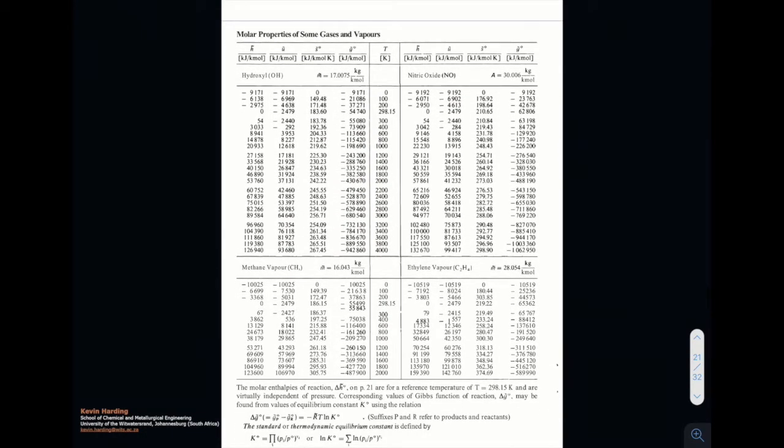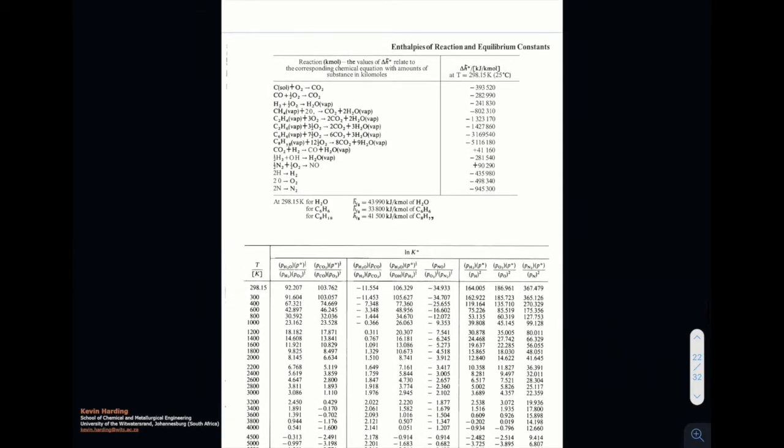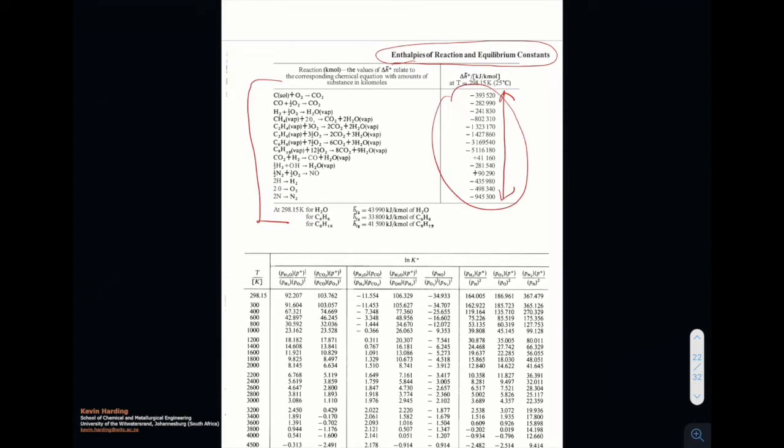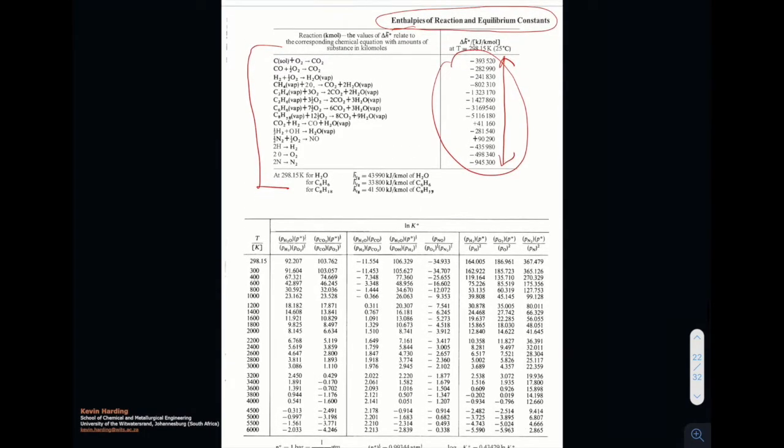Carrying on, we have some more gases, nitric oxide, hydroxyls, methane, and ethylene. And then we can go on to the next page, which has enthalpies of reaction and equilibrium constants, which are going to be more important for this course. So depending on the set of equations that you have, if you're trying to form carbon, hydrogen, different reactions, we get values for the enthalpies of reactions in this table here. So this is the values on this section here. So you will need to know that this is where you can find some enthalpies of reaction for this section.